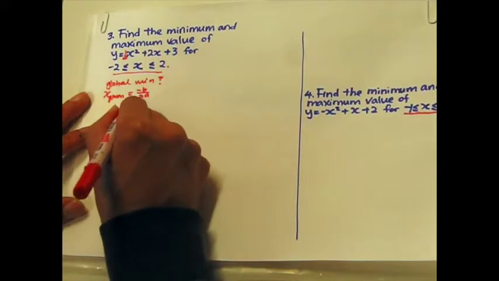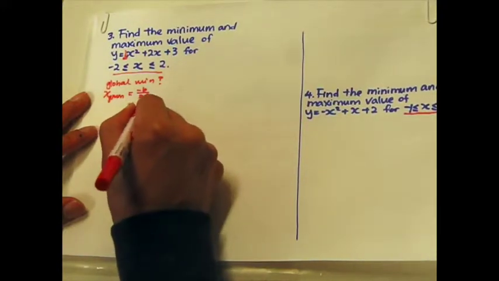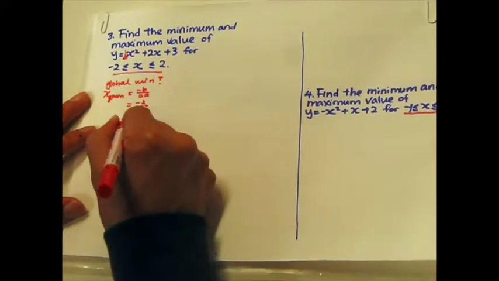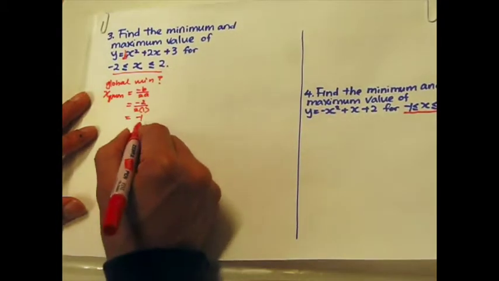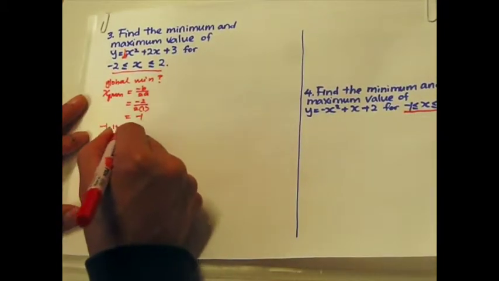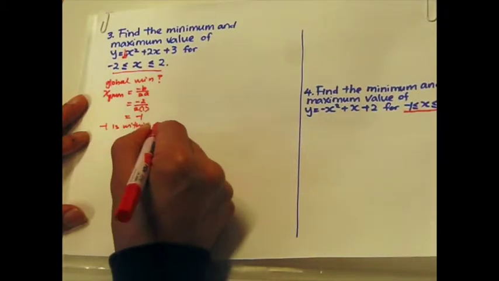This always works, right? So negative 2 over 2 times 1. So it's negative 1. Very good. Negative 1 is within the restricted domain.